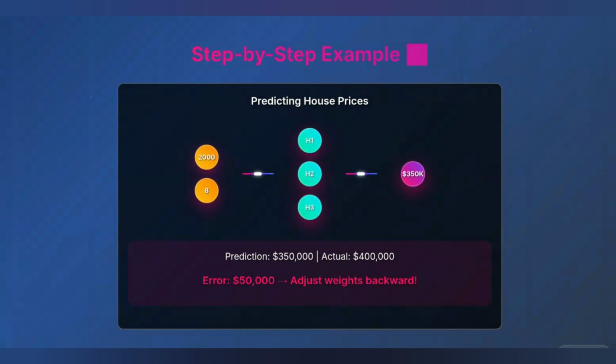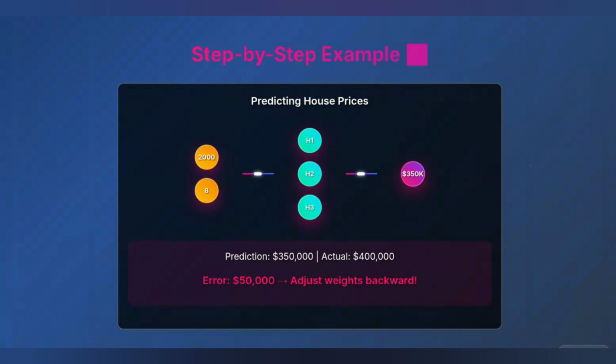Step 2. Calculate loss. If the actual house price was $400,000, our error is $50,000. We square this to get our loss value. Step 3. Backward pass begins. We start at the output and calculate how the loss changes with respect to the output layer's weights and biases. We then propagate these gradients back to the hidden layer, calculating how each hidden layer weight contributed to the final error.